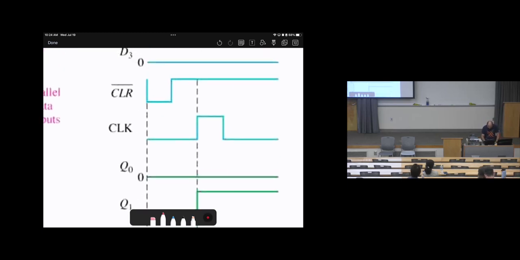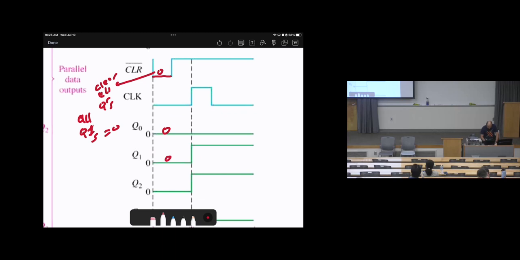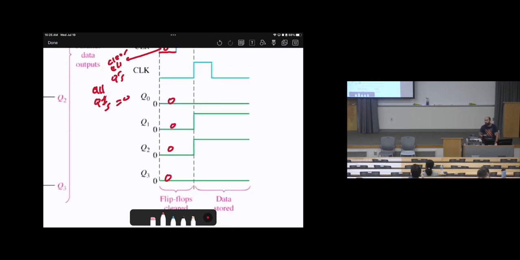So at the first point, the clear is 0. When the clear is 0, the clear signal is active. Since it is 0 and it's active low, this will clear all Qs. What does this mean, clear all Qs? All Qs will be 0. Therefore, we start from 0, 0, 0, 0. Why? Because the clear button has been pressed.